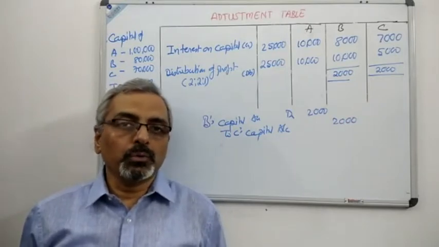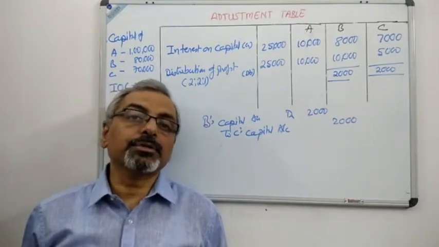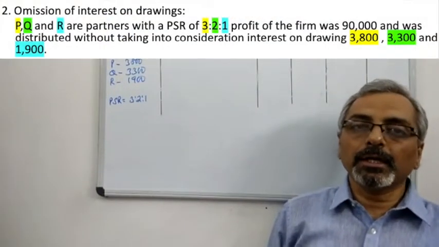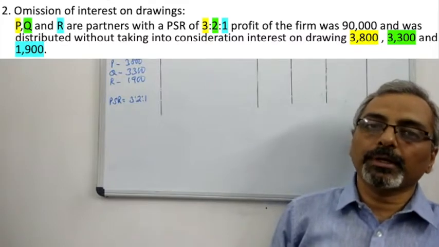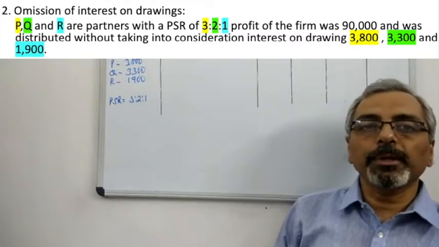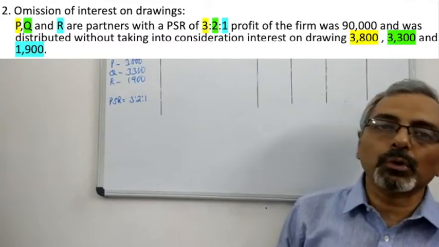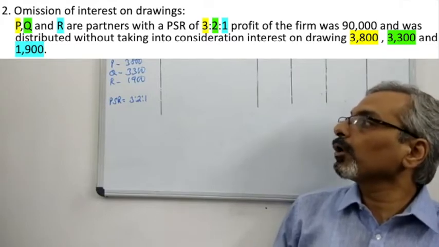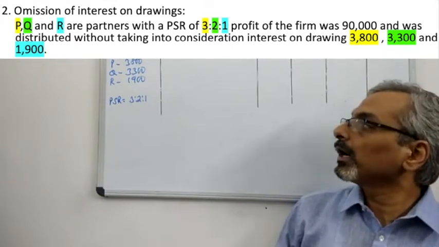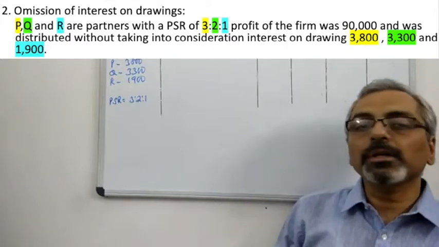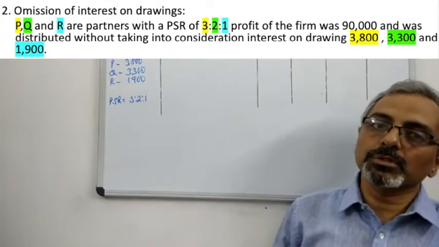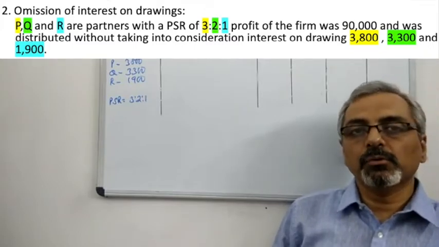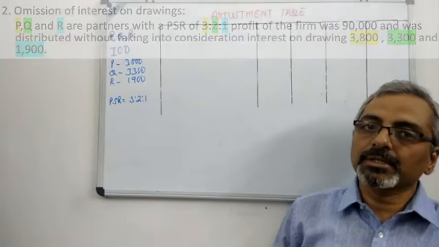Now we'll move on to the second case where interest on drawing is omitted. Here we have taken 3 partners P, Q and R, and you can see the interest on drawing is already given to you. The interest on drawing of P is 3,800, of Q is 3,300 and of R is 1,900, and the profit sharing ratio is mentioned as 3:2:1. This has not been considered while distribution of profit has been done. So we'll see what has to be done and we'll pass the adjustment entry for that.